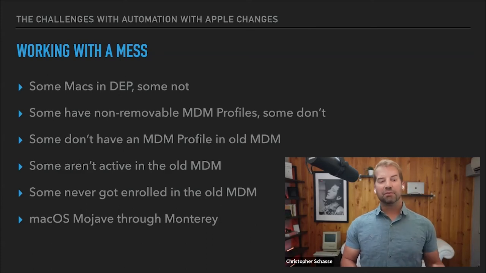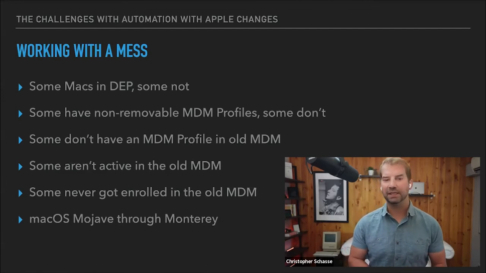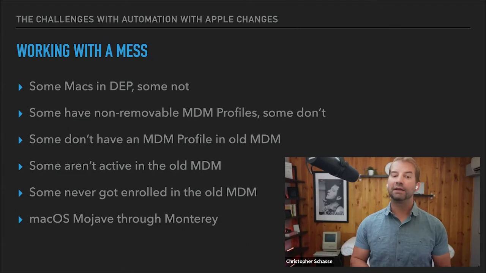Oftentimes, if we're migrating from one MDM to another, there's a really good reason why we're migrating, and usually it's because things are a mess. So we have Macs that are in DEP, some that aren't. We have some Macs that have non-removable MDM profiles, some that don't. We have some that don't have any MDM profile in the old MDM, but they're still enrolled in the old MDM. They just never had that MDM profile.